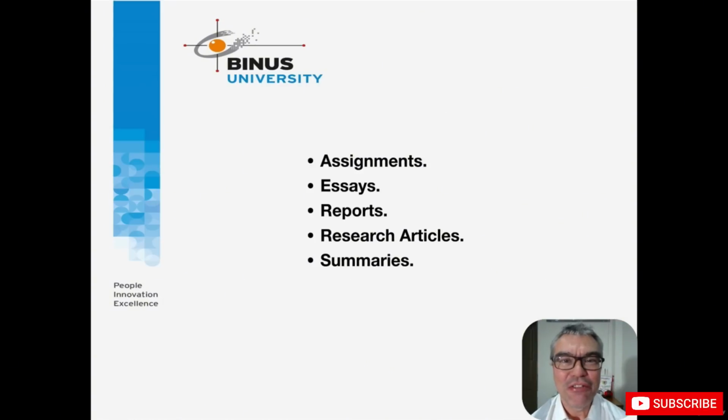Okay, so the format of writing in academic English comes in a number of different formats, but I think these are some of the most important ones here. So we might have assignments and essays, especially if you are a student, and then we have reports, we have research articles, and then we might have summaries as well.